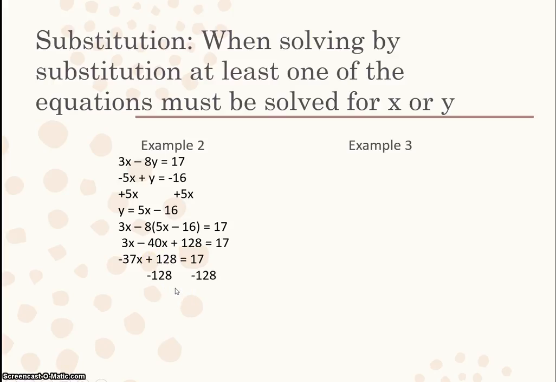We subtract 128 from both sides, and we've got negative 37x is equal to negative 111. Divide by negative 37 on both sides and you get x equals 3.